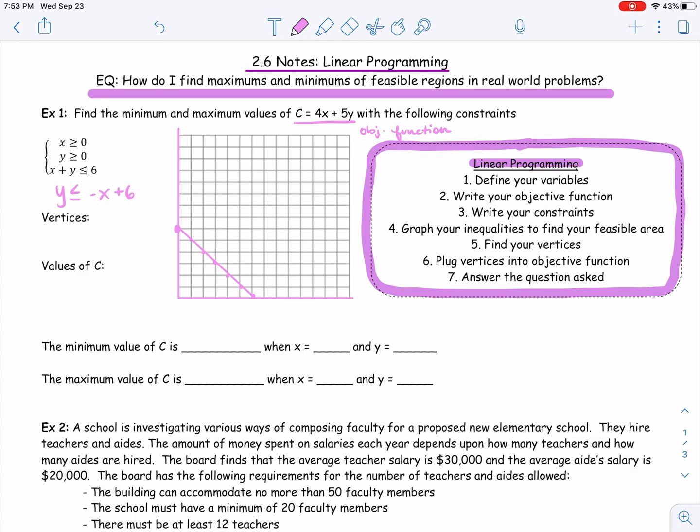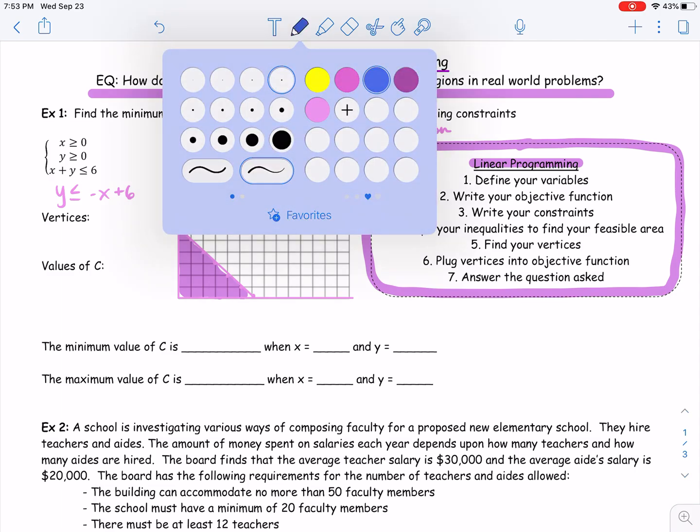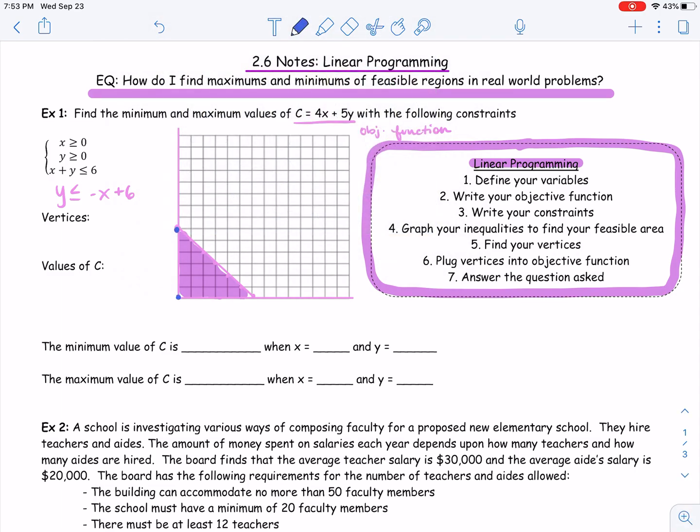So if I'm shading to the right of the vertical, above the horizontal, and then below this diagonal line, that means my shaded region is here. Okay, so this is my feasible area. And so what I want to do next is I want to list out the vertices of that feasible region. Well, this feasible region is in the shape of the triangle. So it's going to have 3 vertices.